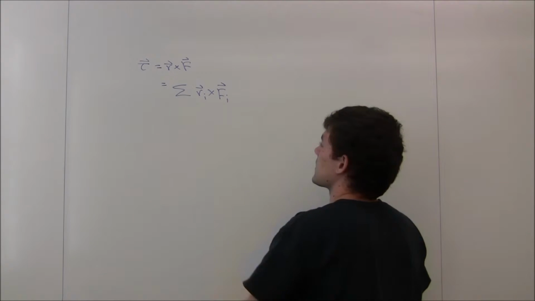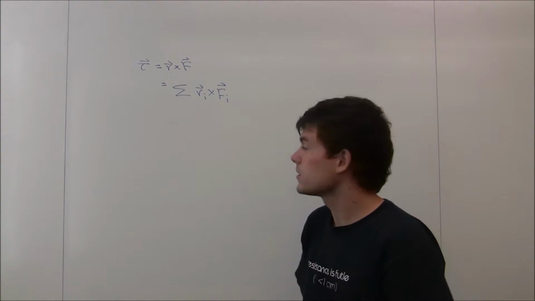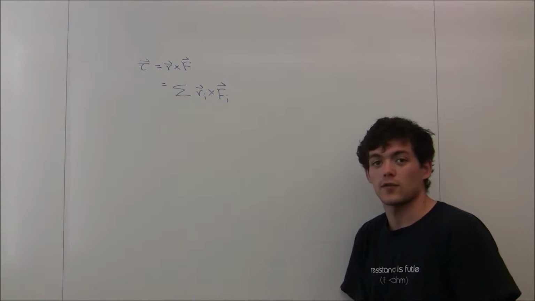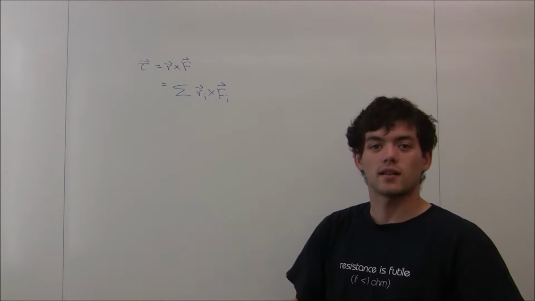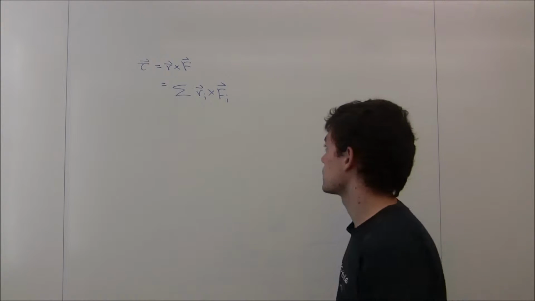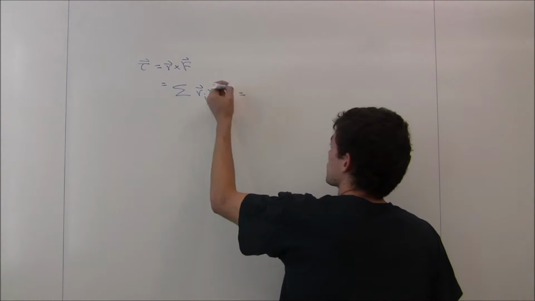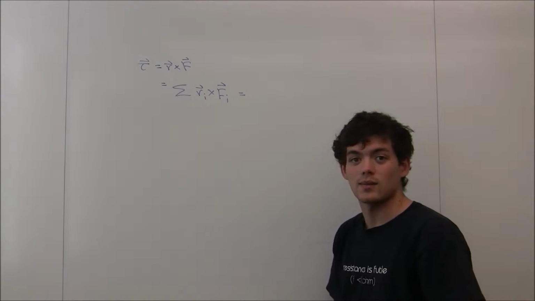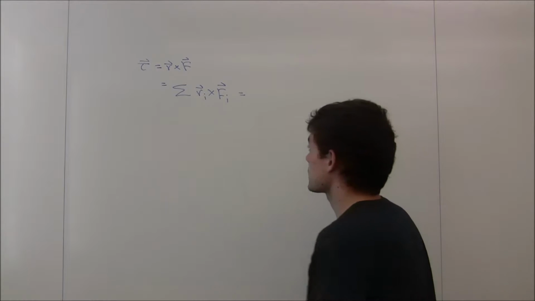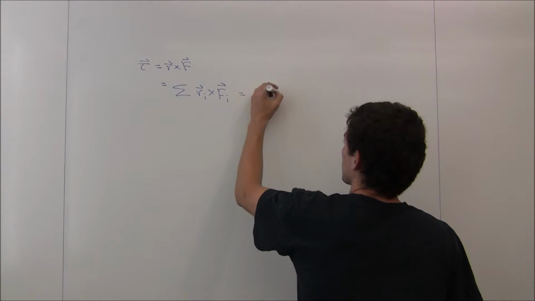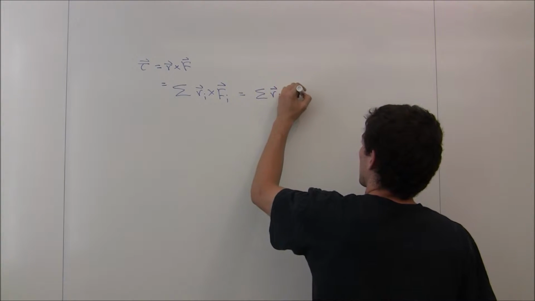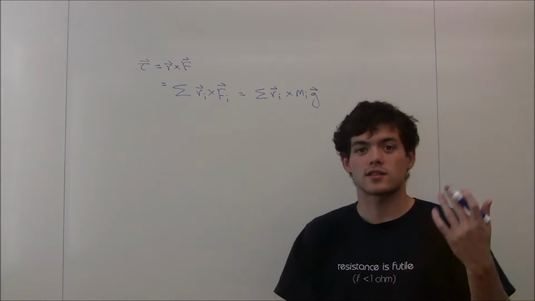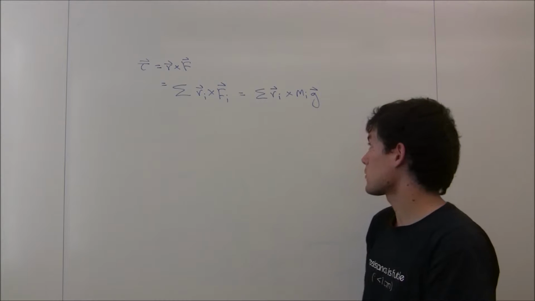So in this case, since we're only worried about the force of gravity, we're going to just think about the sum of the force of gravity over as many different little pieces of the object as we can. And so since the force of gravity is equal to mass times gravitational acceleration, this is going to be the sum of Ri cross mi g. I'm going to give g a vector since it's going to be acceleration pointing straight down.